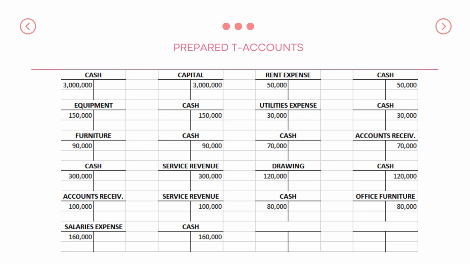The owner also withdrew $120,000 for personal emergencies. The T accounts for this would be drawing debit side $120,000 and cash on the credit side $120,000. And for the last T accounts, at the time when the carrying value of the furniture was $75,000, it was sold for $80,000 cash. Our T accounts for this would be cash $80,000, since it is the value where it was sold, and credit office furniture $80,000.